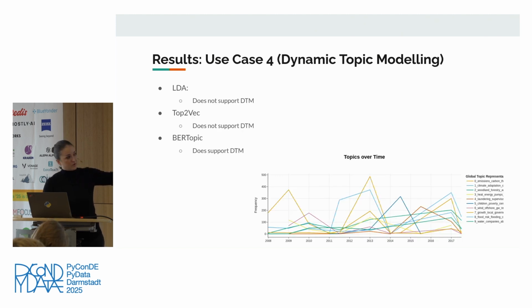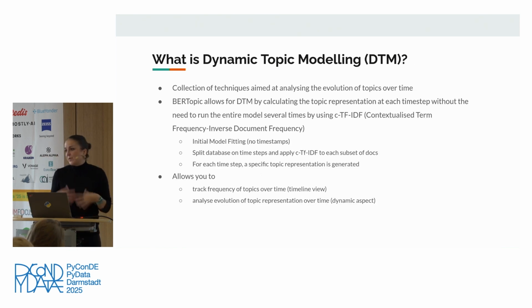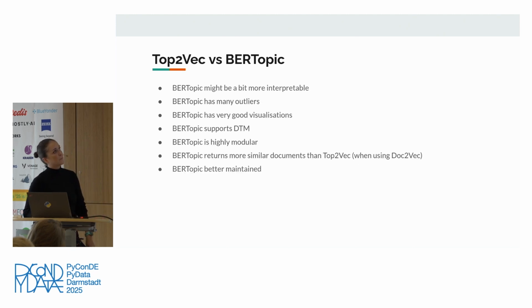So this is the graph that you saw here, which you could argue is not that difficult. I mean, that's just counting the year. However, it also allows you, and I specifically didn't do it, to analyze the evolution of topic representations. So in the same topic, what did people talk about in 2012 compared to, for example, 2020? BERTopic allows you to do that.